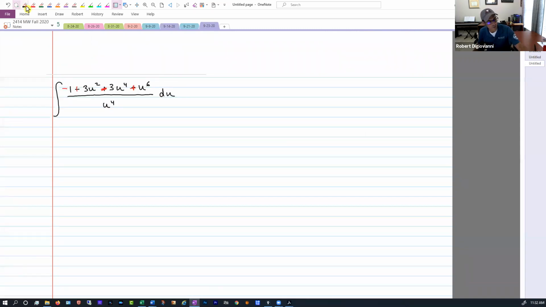Now I split this into a couple of integrals. We'll have negative u to the -4. So that was just -1 over u to the 4th. And then I put the u to the 4th back up top. Then I'm going to have plus 3u to the -2. Then I'm going to have just -3. And then plus u squared du. Any questions there? And now I can do power rule, right?